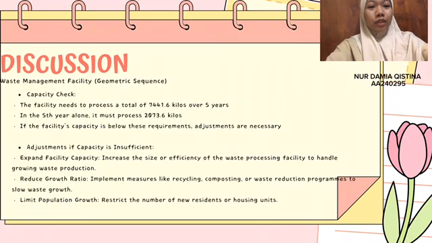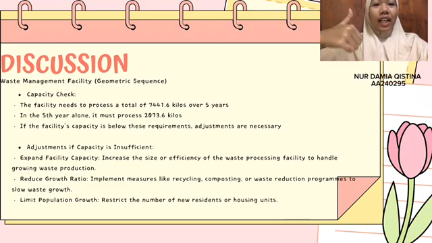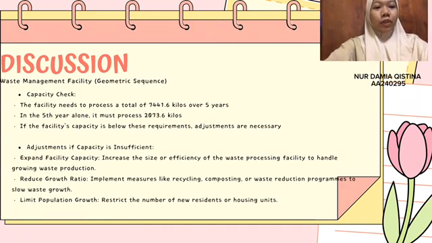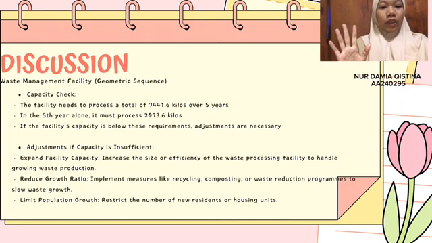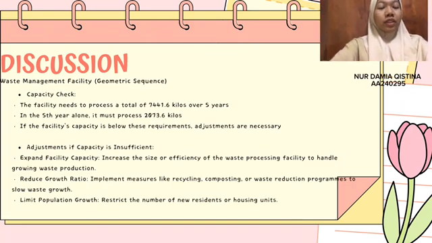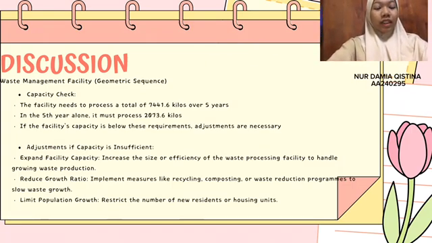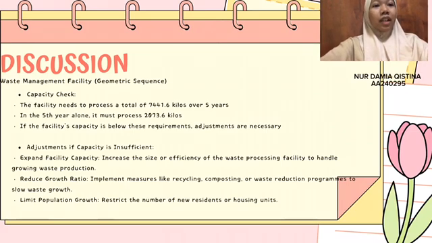Now for the waste management facility, we use a geometric sequence. The first step is a capacity check. The facility needs to process a total of 7,441.6 kilos over 5 years. In the 5th year alone, it must process 2,073.6 kilos. If the facility capacity is below this requirement, adjustments are necessary.